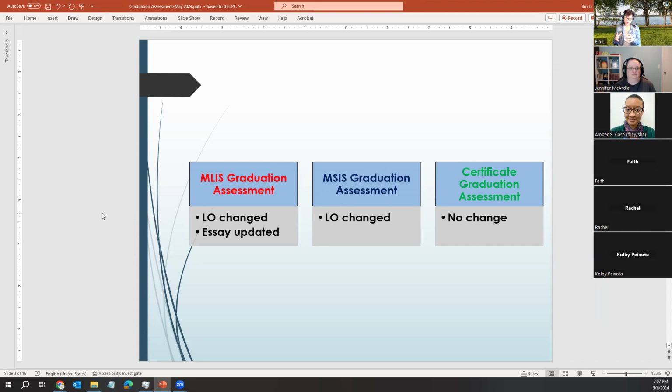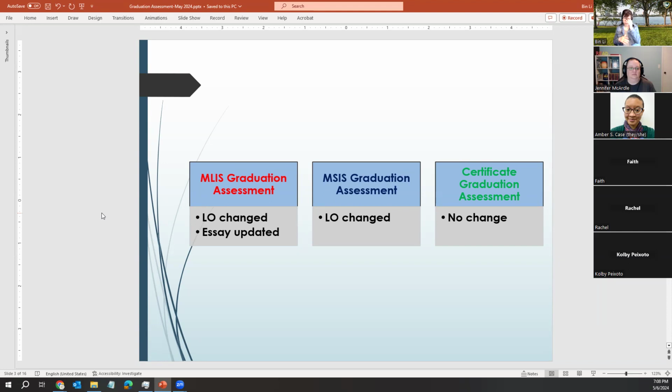For this category, we have new learning outcomes. So the learning outcomes have changed, and in your graduation assessment, particularly your essay, you need to address the new learning outcomes. Previously we had 10 learning outcomes, and the new ones have only 4. So we also modified the process, I mean, how you write the reflective essay. This is the part that has the biggest change.